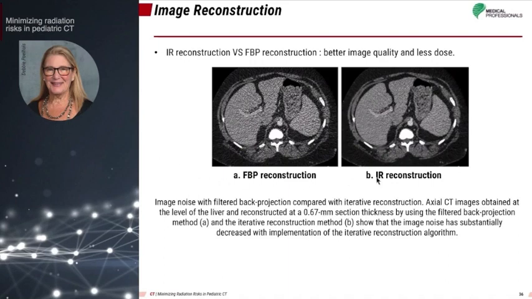When we look at these two axial images at the level of the liver, which were both reconstructed at 0.67 millimeter section thickness, we can notice the difference in the image noise, which has substantially decreased when using the iterative reconstruction as compared with the filtered back projection.